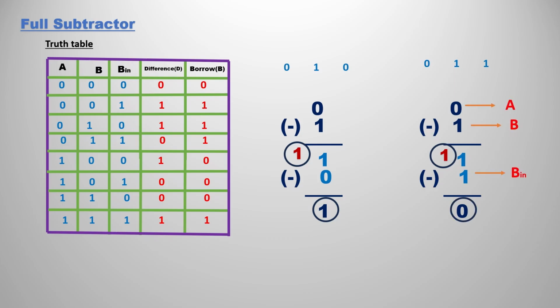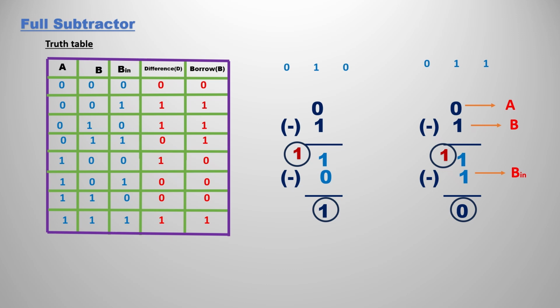For more clarity, we are going to see the next two examples, 2 and 3. 2 is 0 1 0. We subtract A and B, that is 0 and 1. After subtracting that, we are left with difference 1 and borrow 1. Next we subtract the difference from Bn, that is 1 minus 0, which is 1, and the borrow is the leftover borrow, 1. So the difference is 1 and the borrow is 1.